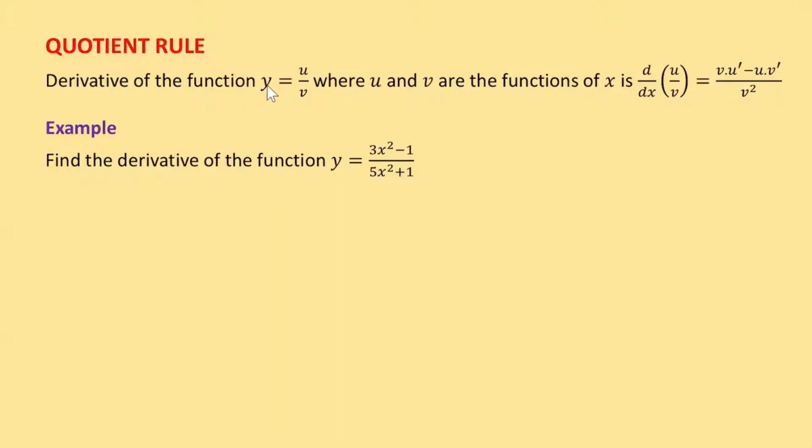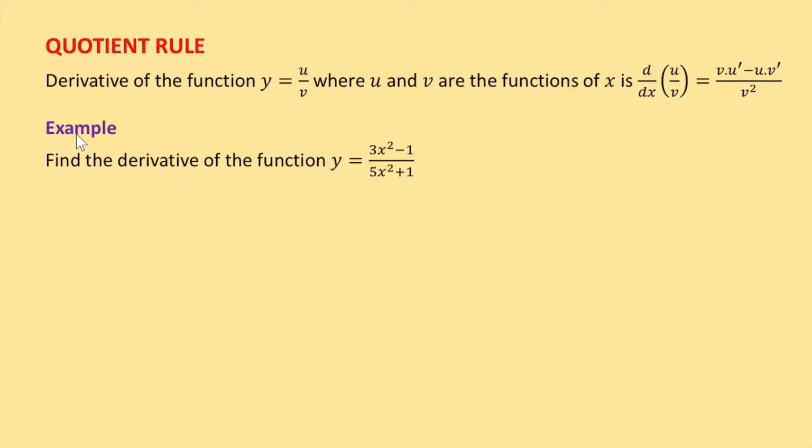The derivative of the function y equal to u over v, where u and v are the functions of x, is denoted as d over dx of u over v and is calculated using this formula. V times the derivative of u minus u times the derivative of v divided by v squared. Or you can say derivative with respect to x of u is in the numerator, v is in the denominator. So numerator over denominator is equal to denominator times the derivative of numerator minus numerator times the derivative of denominator divided by the square of the denominator.